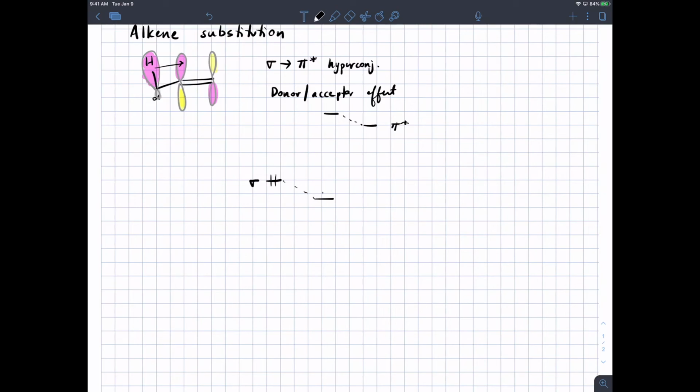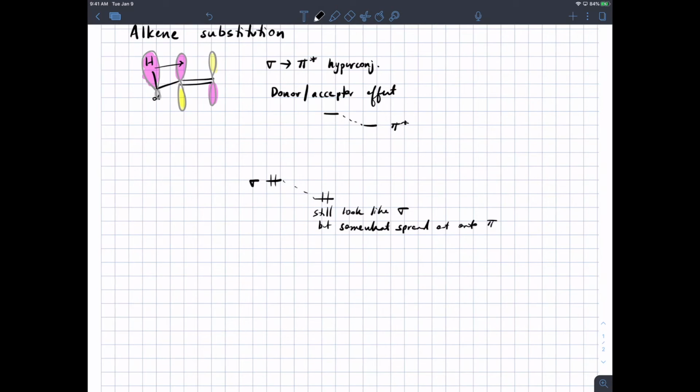The new bonding orbital would still look a lot like a sigma bond, but somewhat spread out onto the pi bond, and the pi star would still look like the pi star, only spread out a little bit into the sigma star area. Okay? And that is a stabilizing effect, and the more you have of them, the more stabilizing the molecule is.